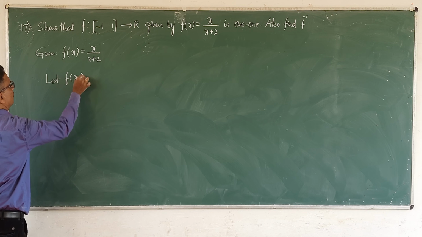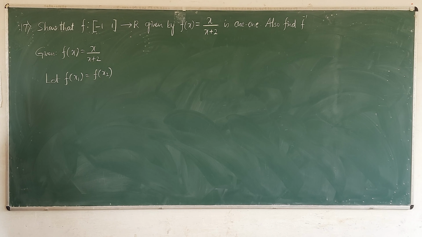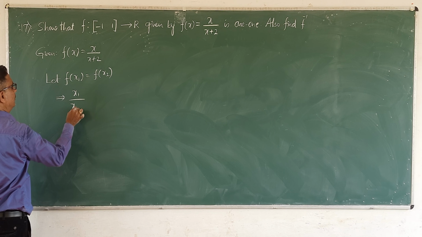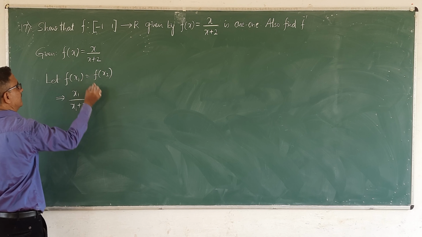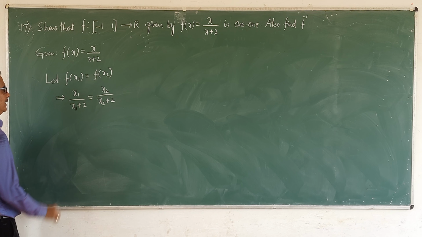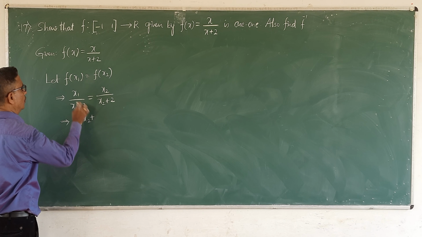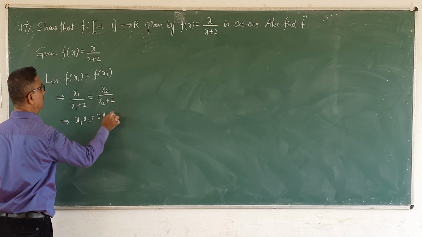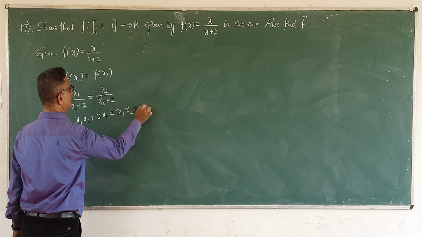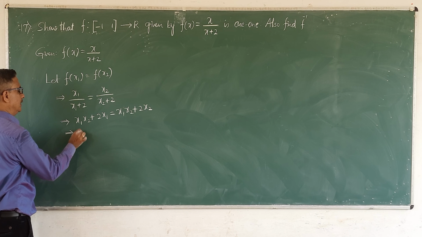Take f of x1 is equal to f of x2. To prove that x1 is equal to x2, replace x by x1, that is x1 divided by x1 plus 2. Replace x by x2, x2 divided by x2 plus 2. Right? Simplify. Cross multiply. x1 x2 plus 2x1 is equal to x1 x2 plus 2x2. Cross multiply. Okay. Then further simplify.